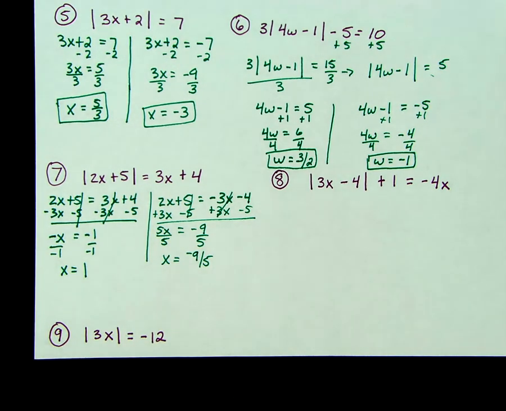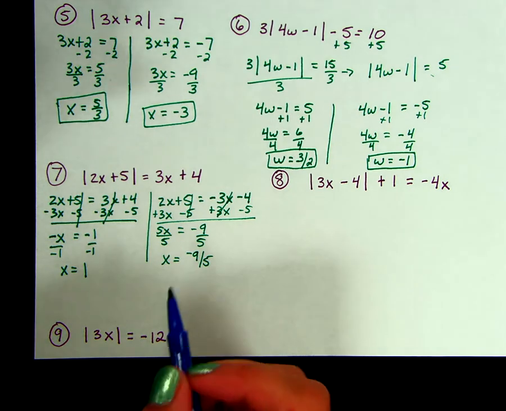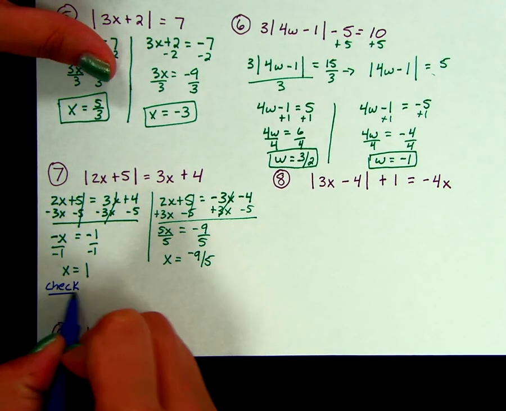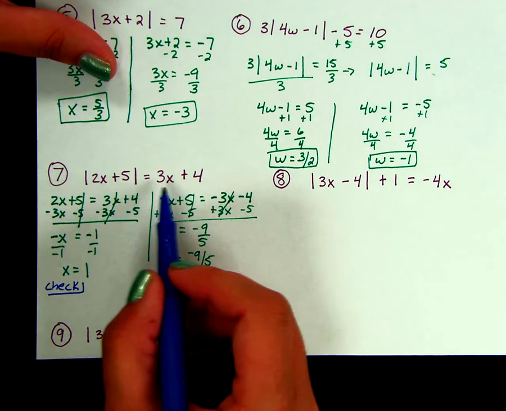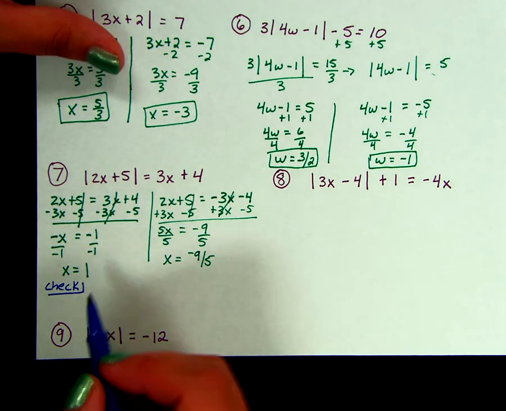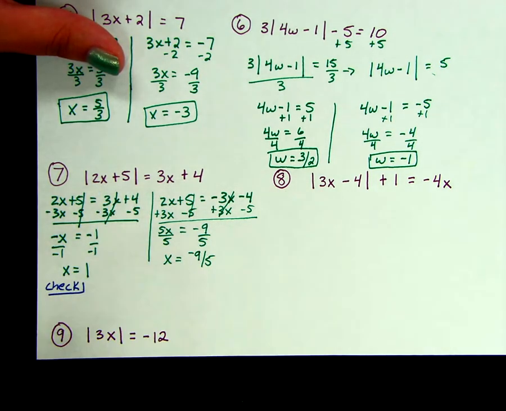Now before we actually circle these to indicate that they are final answers, we have to check to make sure that they both work. Okay, so I'm going to write check here, so we're going to check. Now when we check, we always check back to the original. Okay? Always check the original. So I'm going to substitute 1 in for both x's and simplify to see if I have a true statement.